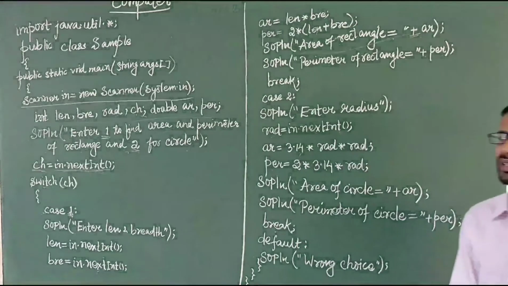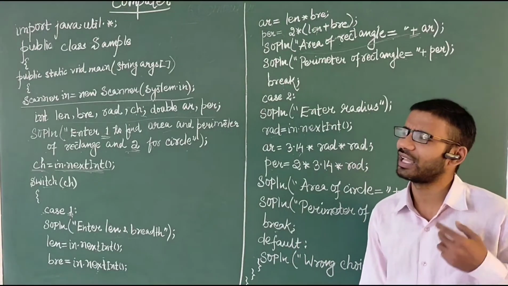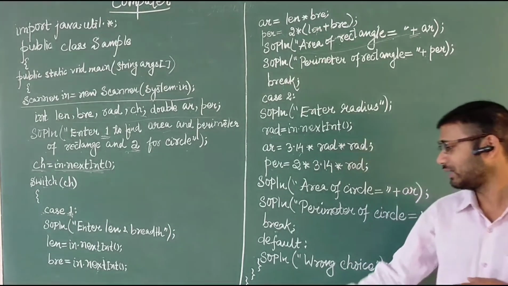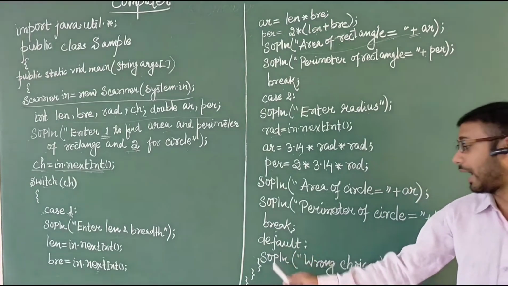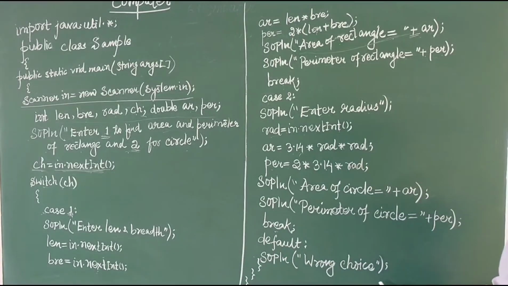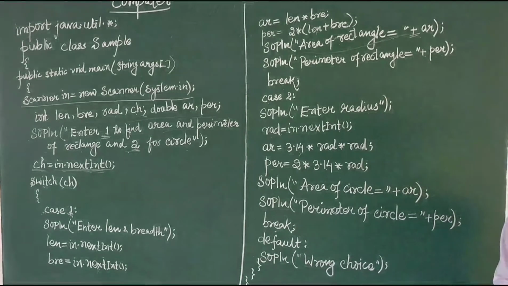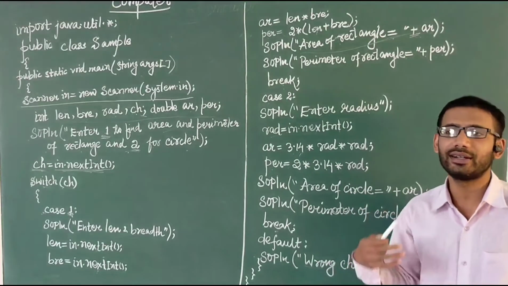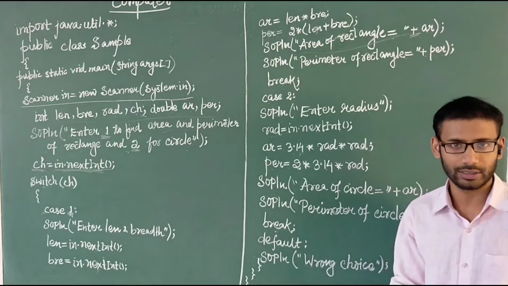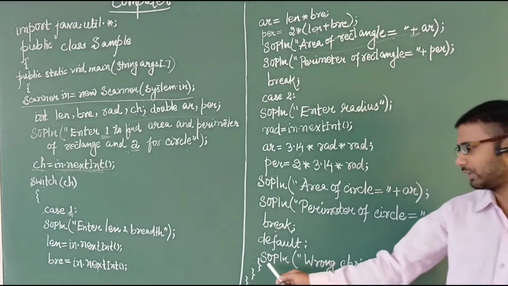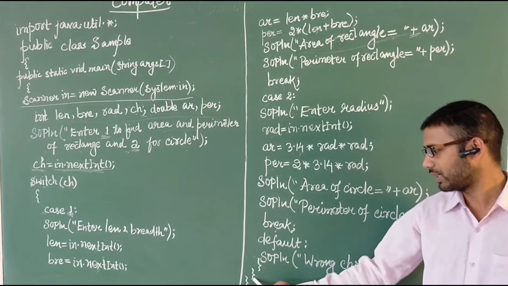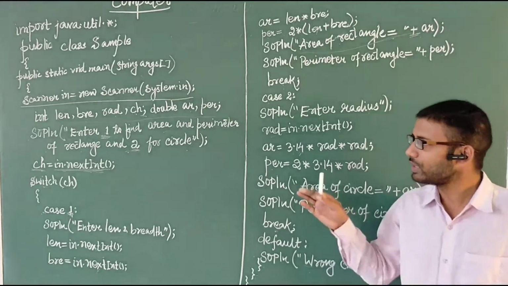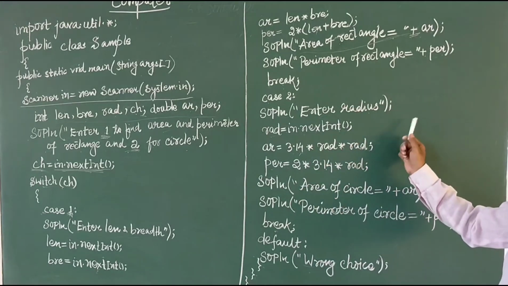Now, if by mistake the user has fed something like 3, 4, 1 lakh, 5,000, 6,000, something like this, then default will execute. And the default statement contains what? A comment line, that is simply "wrong choice". That means the user will get an alert that, okay, I have entered something which I was not supposed to enter. Wrong choice. After that, the end of the switch case, the end of the main function and the end of the class. So with this, we come to the end of the program.